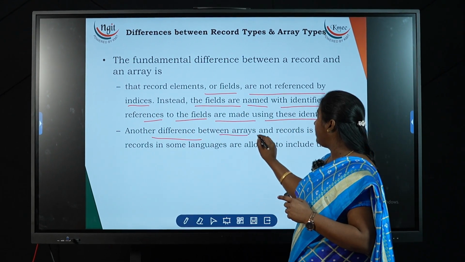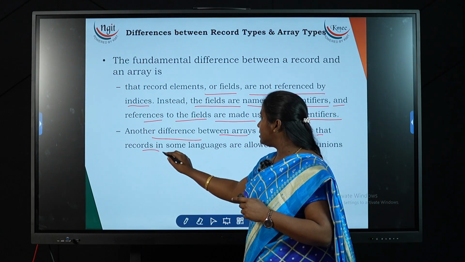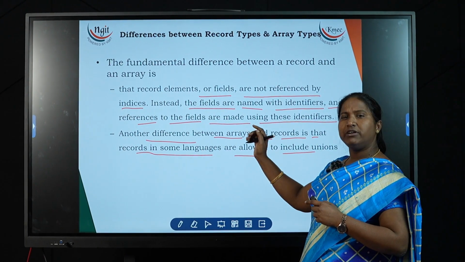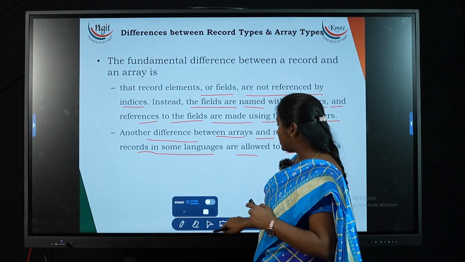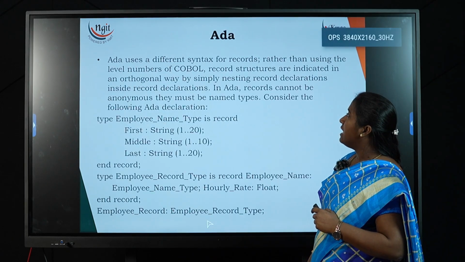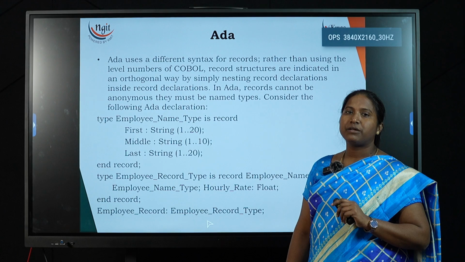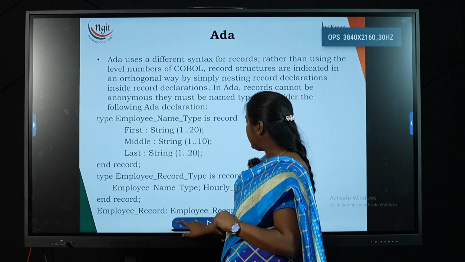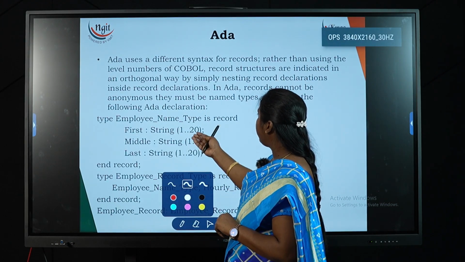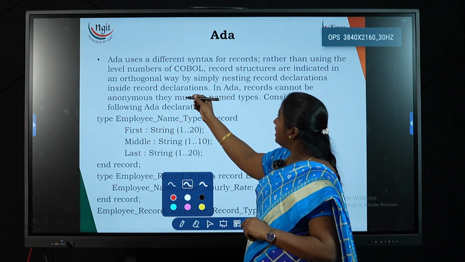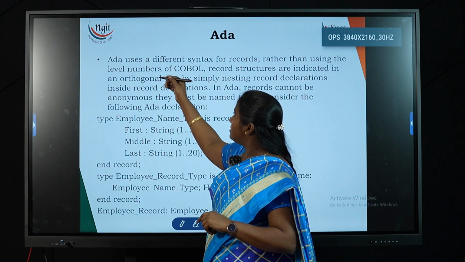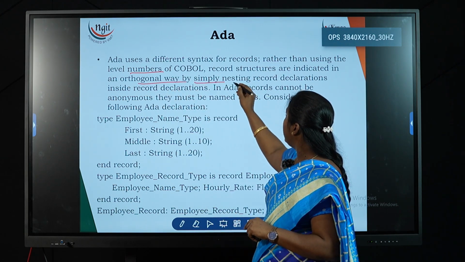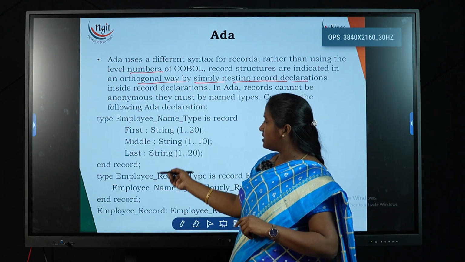Another difference between arrays and records is that records in some languages are allowed to include unions. So this is the fundamental difference between records and arrays, the data types. Now, let's see how ADA uses records. ADA uses a different syntax for records, which we show in the slide. In COBOL we use level numbers, but here record structures are indicated in an orthogonal way by simply nesting record declarations, which you can see over here.